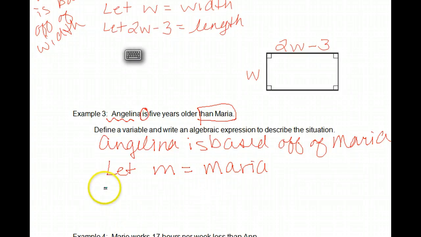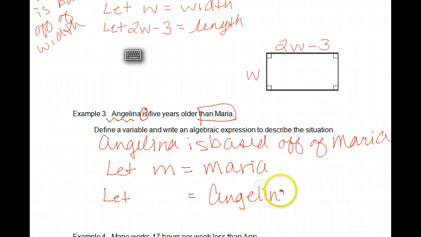And now when I'm ready to write my let statement for Angelina, I'm going to incorporate Maria's age in. It says that Angelina is 5 years older than Maria. Older than would indicate addition. So that means we would take Maria and add 5.